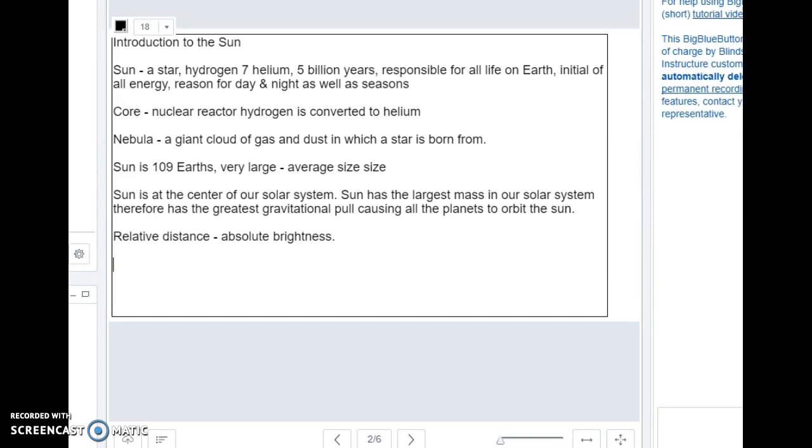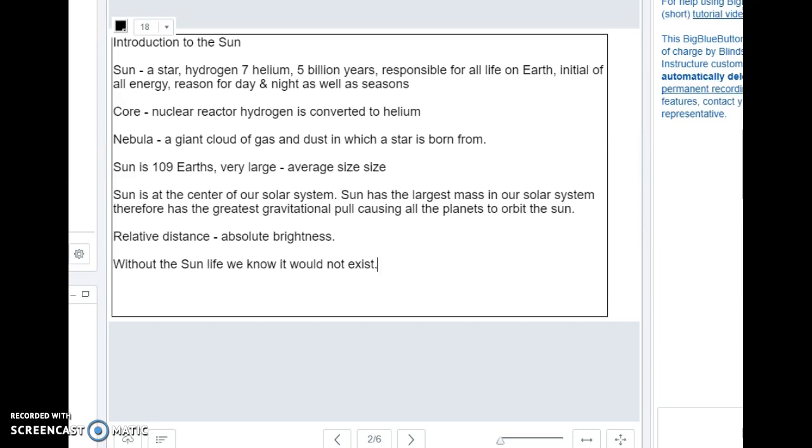So to sum things up, to wrap things up for you guys, without the sun, Earth would be lifeless. We would not have our solar system that we know, all 8 planets that orbit that sun. We would not have day and night. We would not have seasons. So without the sun, life as we know it would not exist.